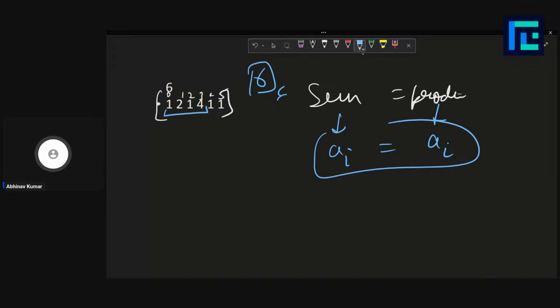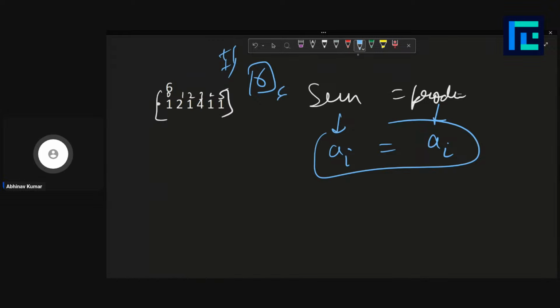Okay, let's check this particular subarray. The sum is 2 plus 1 plus 1 plus 4, which makes 8. Product is 2 into 1 into 1 into 4, 8. Product and sum are equal. So this subarray is valid. So plus 1 to the answer. Okay. Next, let's check for this particular subarray. Again, 2 plus 1 plus 4 plus 1, sum is 8, product is also 8. This is also valid. Again, plus 1 to the answer.